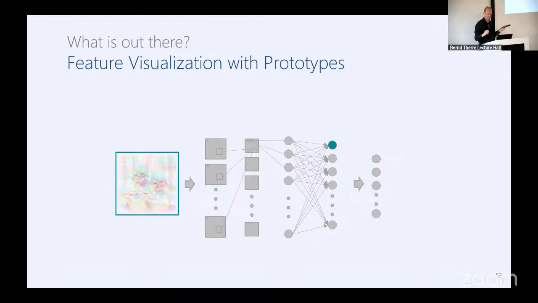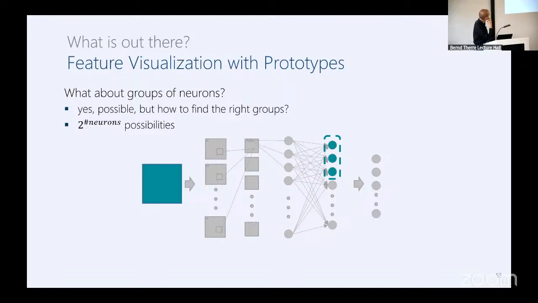Typically, nothing. We can also do this, however, for convolutional filters. And if we're lucky, then we can see, okay, well, this is a bit like a dog face type of thing, right? That's in a corner, maybe. But you have to be a bit creative there. What about groups of neurons?